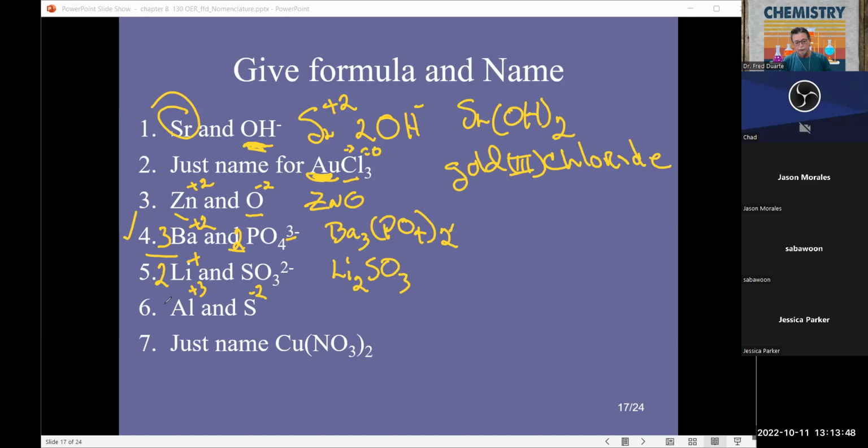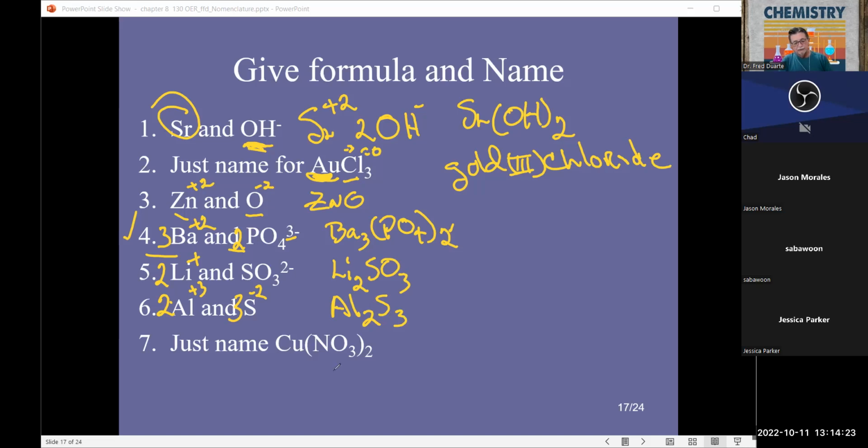So we need 2 aluminums. A common number in this case is 6. We need 2 aluminums. It gives us a total of +6. Okay, +6 for aluminum. And we need 3 sulfides to give us a total of -6. Therefore, our formula becomes Al subscript 2 S subscript 3, okay? Aluminum sulfide would be the name here.